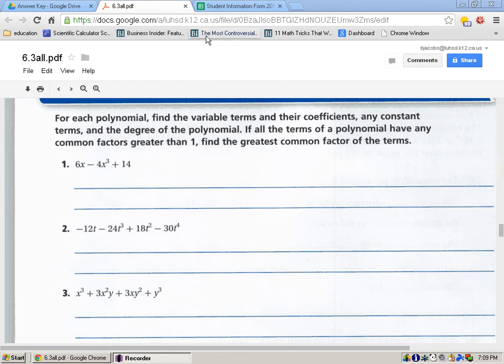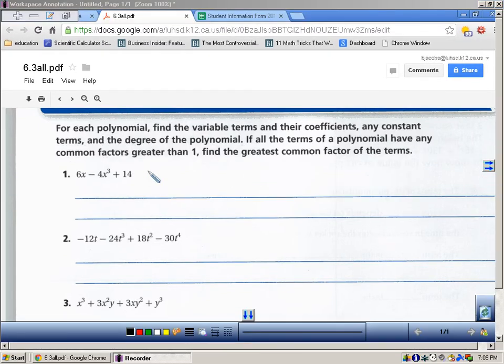This is section 6.3, Polynomials, understanding what a polynomial is. I will go over these answers as quickly as possible, so pay attention. Here we go. It says for each polynomial, find the variable terms and their coefficients, any constant terms, and the degree of a polynomial. If all the terms of a polynomial have a common factor greater than 1, find the greatest common factor of those terms.